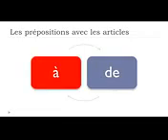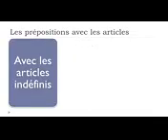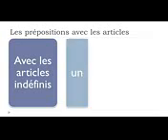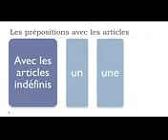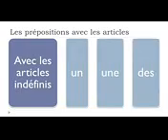So the first one that we will discover together will be à, and so we'll see avec les articles indéfinis. So remember, it would be translated in English as a something, but then in French we've got the difference between the masculine form, un, the feminine form, une, and the plural form, des. So let's see now.